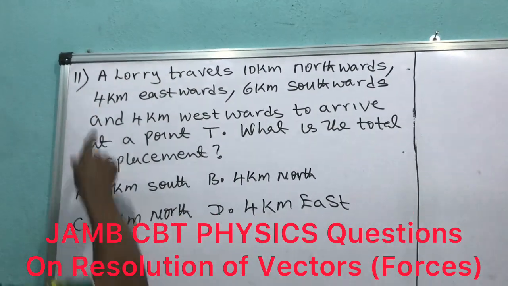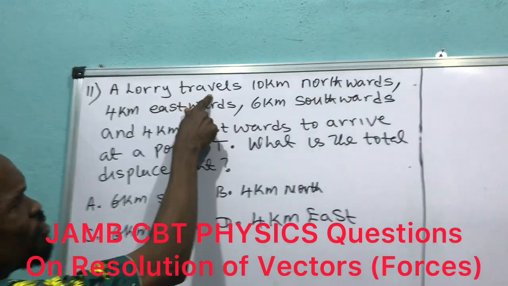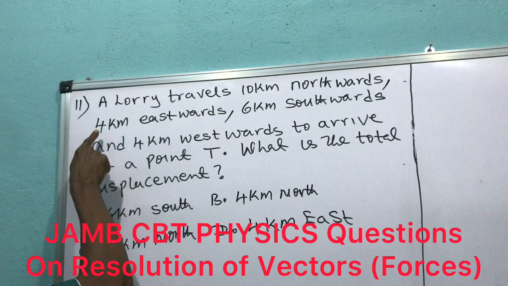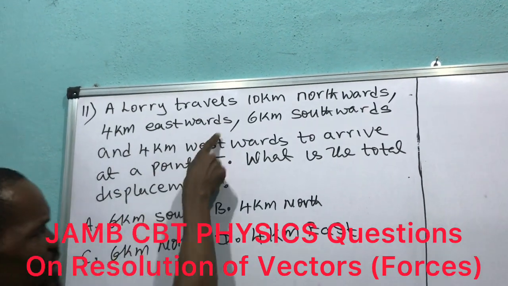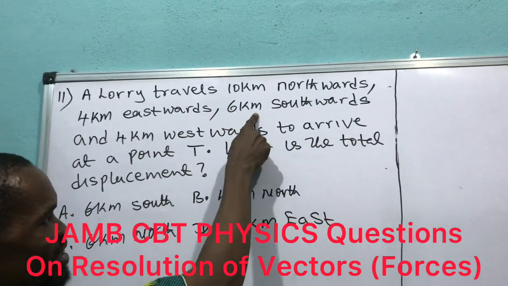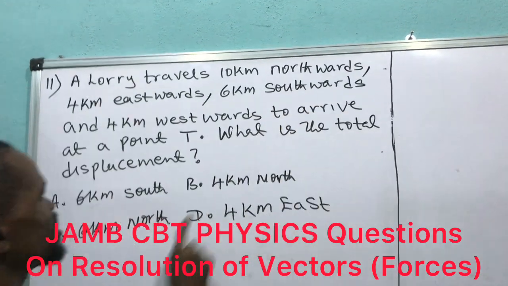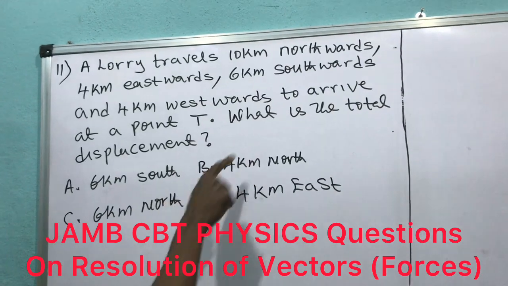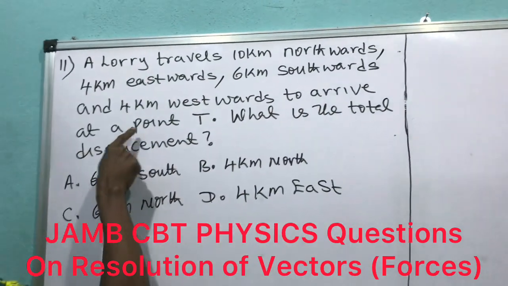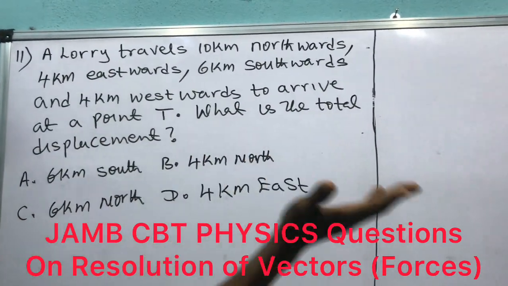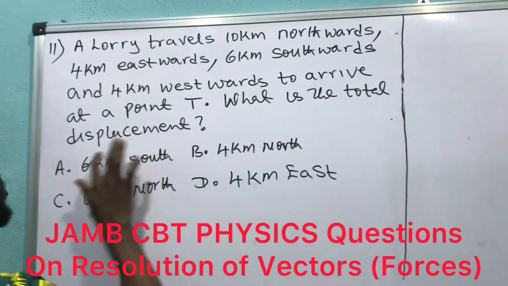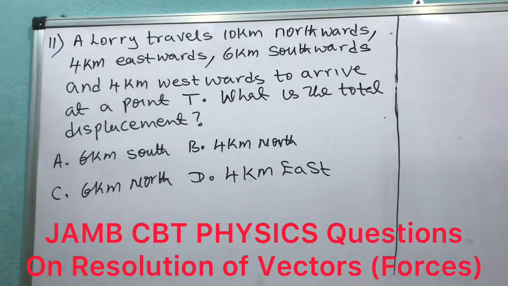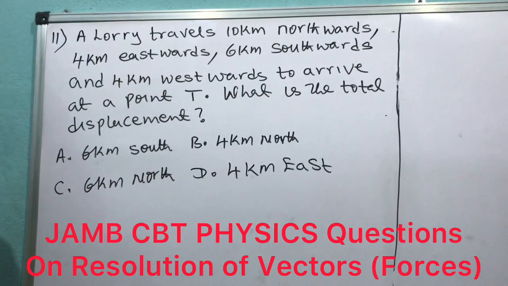Question number 11 said, a lorry travels 10 kilometers northwards, 4 kilometers eastwards, 6 kilometers southwards, and 4 kilometers westwards to arrive at a point T. They now ask us, what is the total displacement? They give us options. Then let us look at the solution.